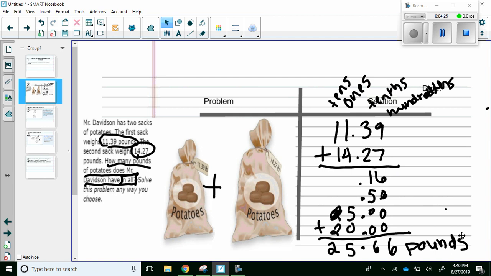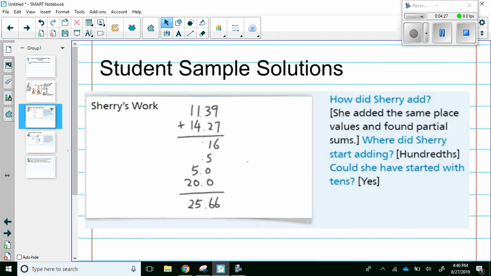Now let's see the work of other students. Sherry's work looks a lot like mine. She must have tried partial sums as well. You could tell that she started with the hundredths column first, then went to the tenths column, then went to the ones, and then the tens, getting the same answer of 25.66. The last question asks, could she have started with tens? Yes, she could have. It would not have changed the value. However, it might be tricky later if you have to carry numbers.